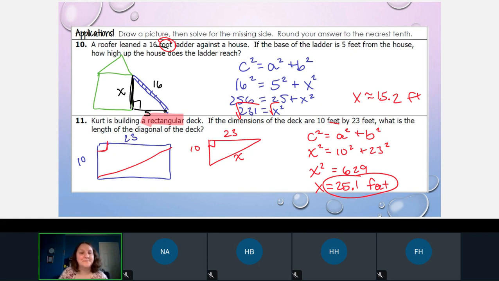All right, I want to do one more word problem, and then I'll let the last word problem be for you.